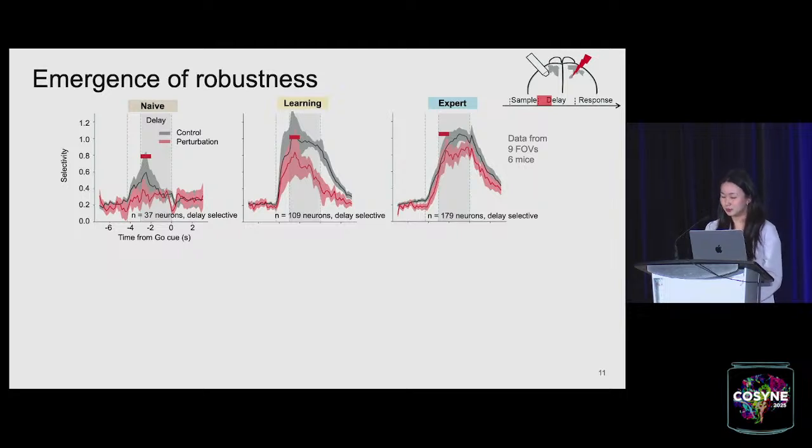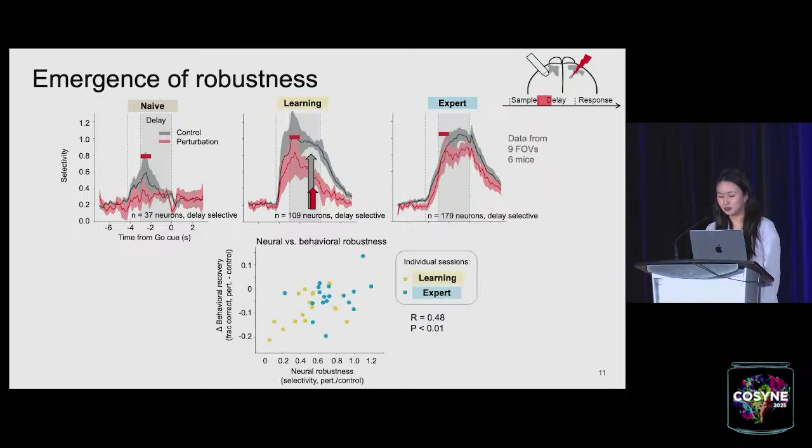This emergence of robustness also has an impact on behavior. So we can quantify robustness as a fraction between selectivity in control and perturbation trials. Using this measure, we find a positive correlation in the increase in robustness with better behavioral recovery to perturbation. So in other words, in sessions where neurons were non-robust, behavior was also affected.